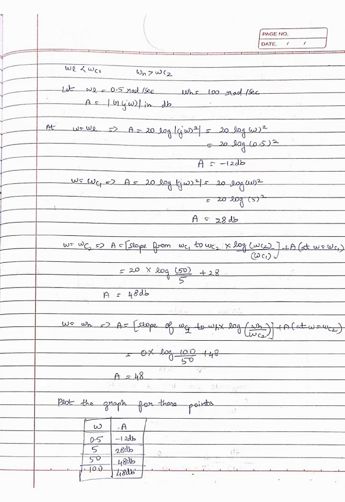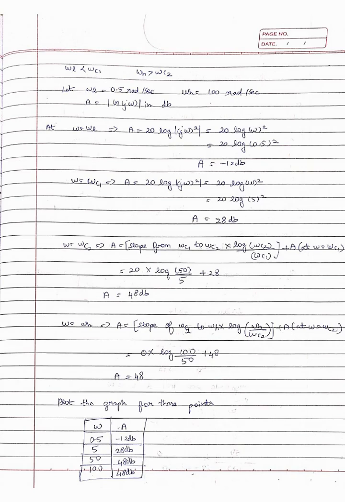In the same way we will do the calculation for omega equal to omega c1, omega c2 and omega H. Omega L and omega c1 will have the same formula and same calculations. While at omega c2, A equals slope from omega c1 to c2 into log of omega c2 by omega c1, plus A at omega c1. So it becomes 20, the slope from omega c1 to omega c2, into log of 50 by 5, plus 28. So this becomes 48 dB.